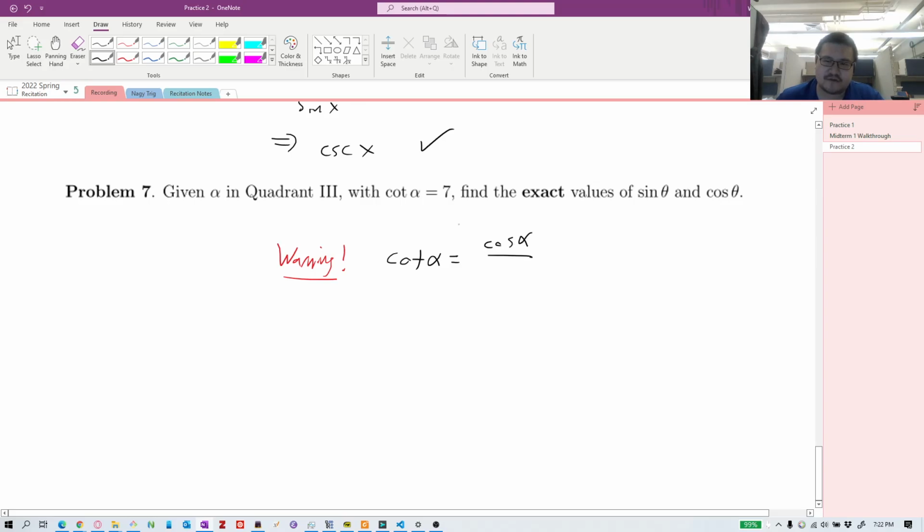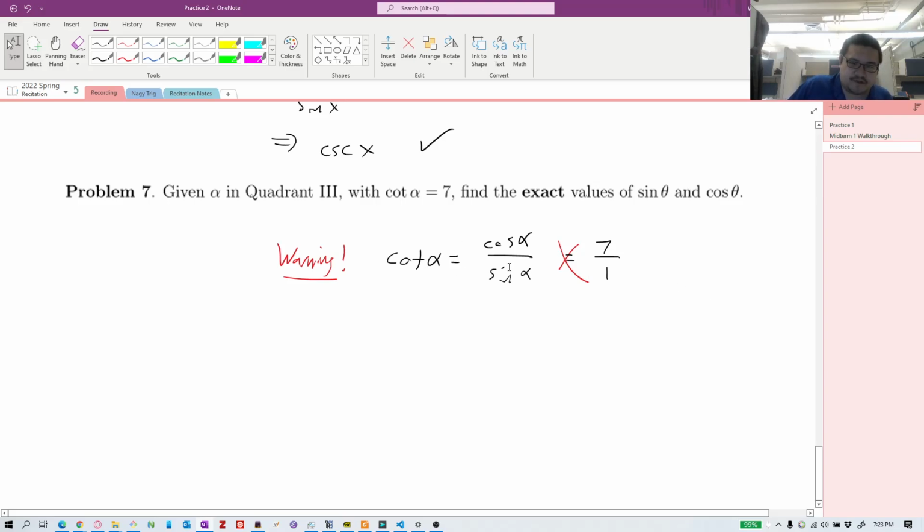Is it alpha? Oh, alpha and theta. Oh no. Yeah, no, they should be the same angle. They should be the same angle. That's a typo. But yeah, don't split it. Don't split it and then think that that's the case. No, don't do this. Don't do that.